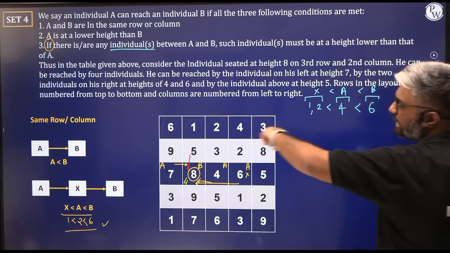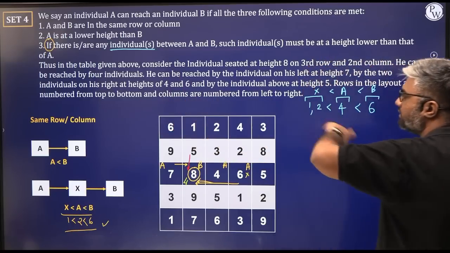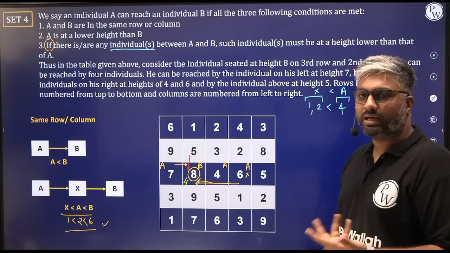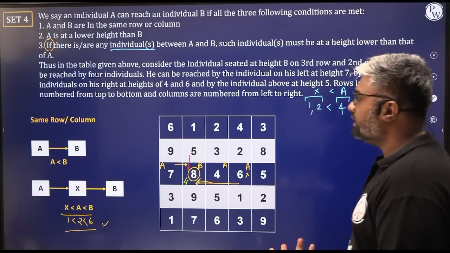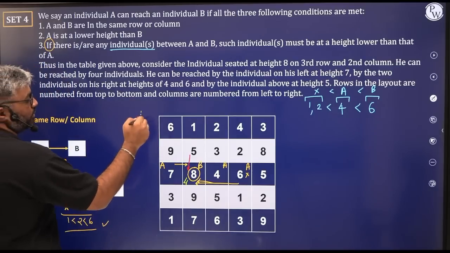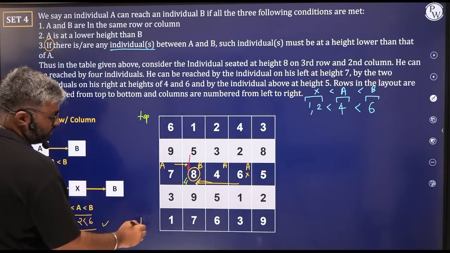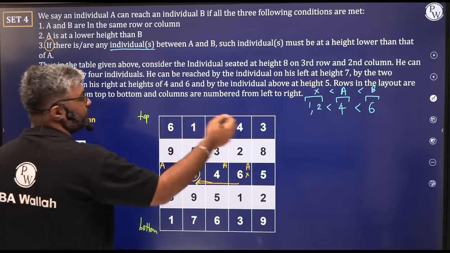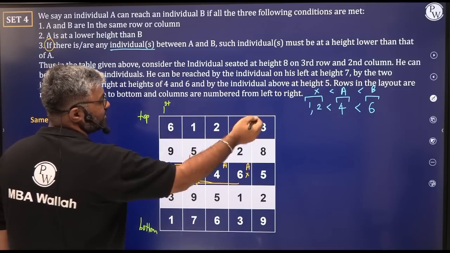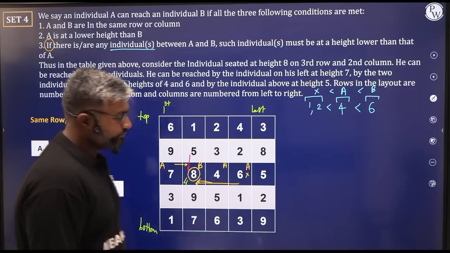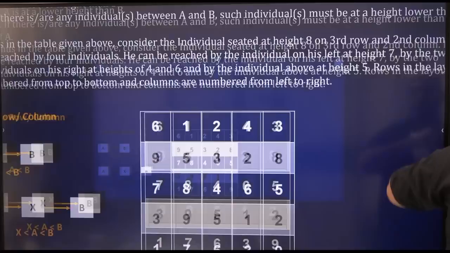Rows in the layout are numbered from top to bottom and columns are numbered from left to right. Actually, if you look at the question, it has nothing to do with that, so it's fine. But anyway, you need to know which is the top row and which is the bottom row. So this will be top row, this will be bottom row. Same way, columns are numbered from left to right. So this will be first column and this will be last column. Yes, done. With this, I think we can move on to the questions now.